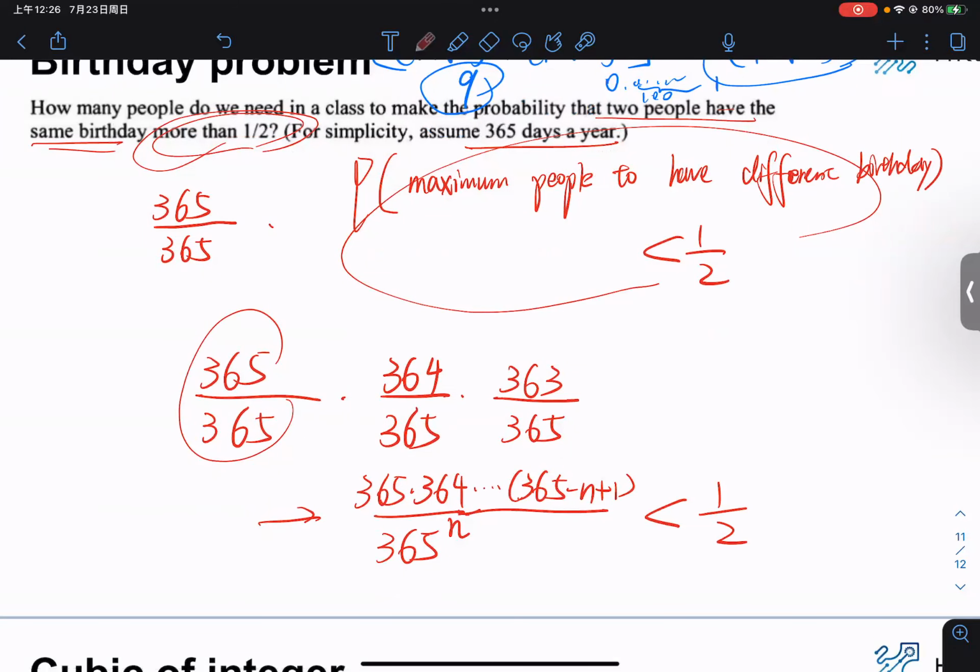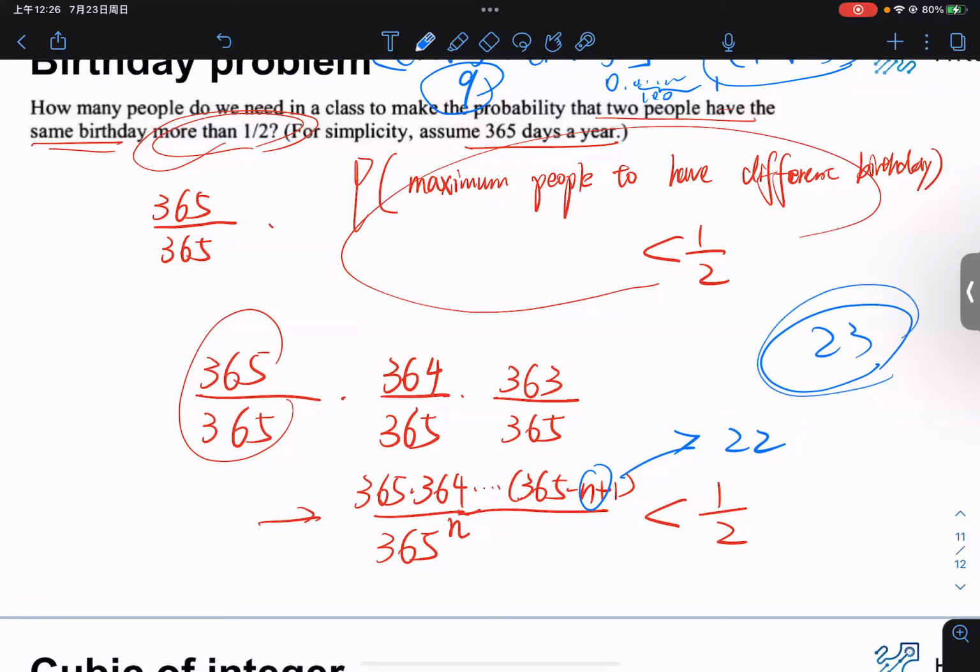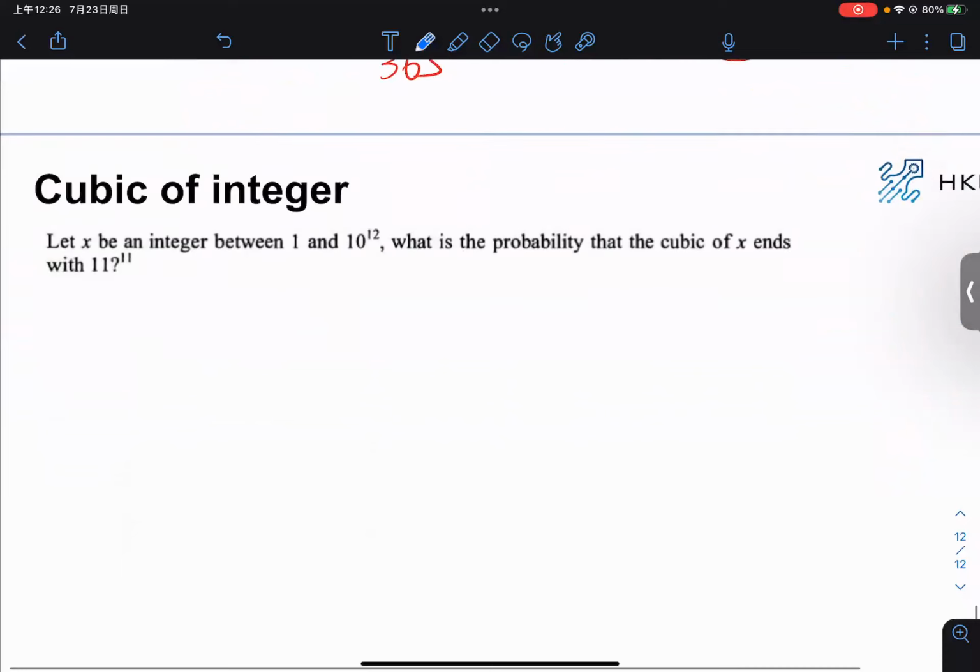And by calculating, you can see this n is going to be 23, which means this is going to be 22. Then we only need 23 people to make that happen. This is quite interesting, because we only need such a small number of people to make the probability of two people having the same birthday larger than 1/2. Quite counterintuitive.